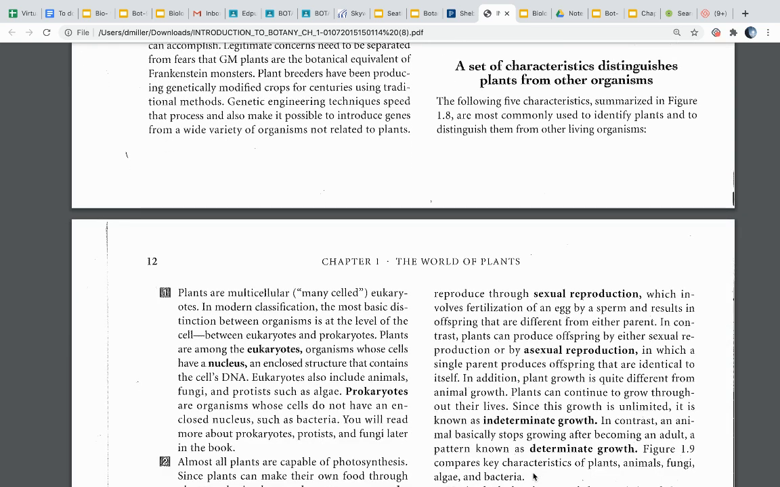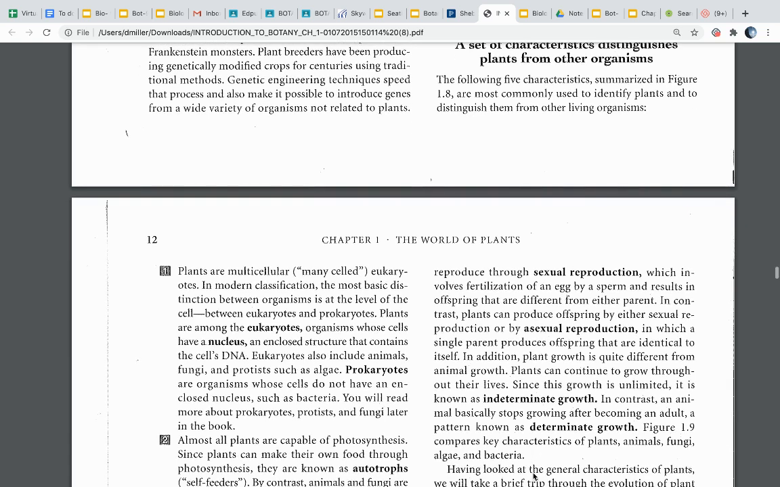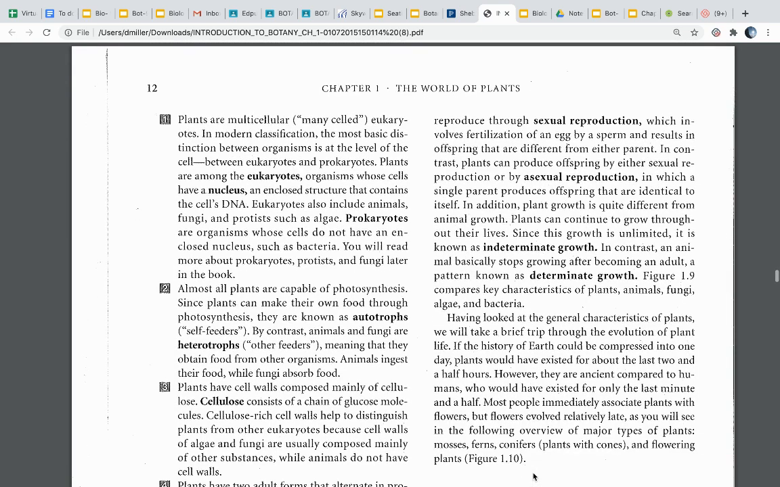A set of characteristics distinguishes plants from other organisms. The following 5 characteristics, summarized in Figure 1.8, are most commonly used to identify plants and to distinguish them from other living organisms. Number 1. Plants are multicellular, or many-celled, eukaryotes.